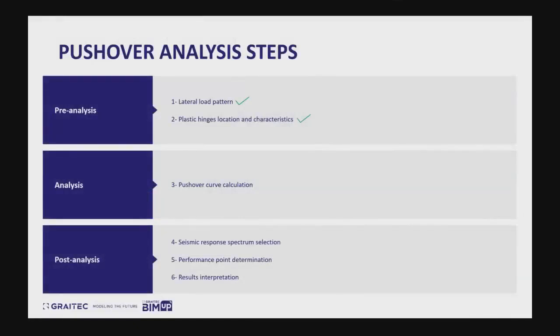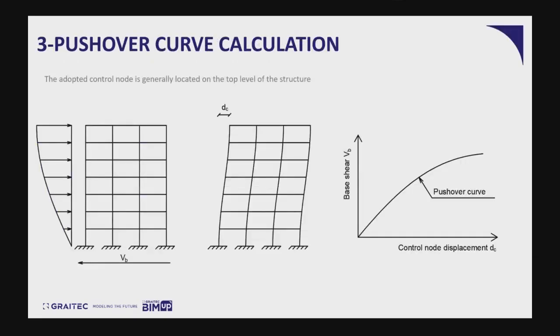The second major step for a proper pushover is the analysis. Here we calculate the pushover curve. After defining the load pattern to represent the horizontal load on the structure, and after placing the plastic hinges inside the structure, now we start step by step to increase the horizontal load applied on the structure while always respecting the load pattern distribution.